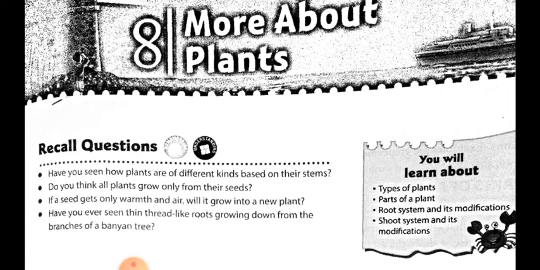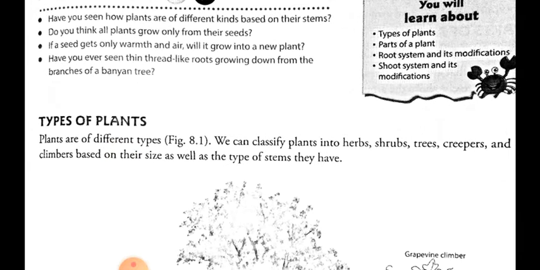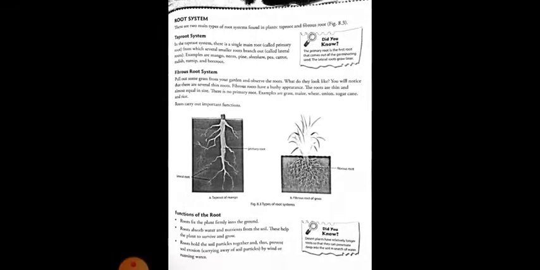So, in the last class, we were learning about chapter number 8, more about plants. In this chapter, we have discussed the types of plants. So, what are the types of plants? Types of plants include herbs, shrubs, trees, creepers, and climbers, depending on their size as well as the type of stem they have. So, what were the types of plant we have seen?